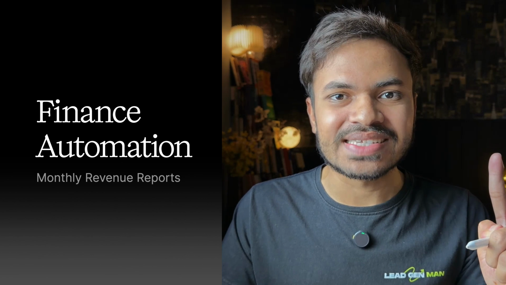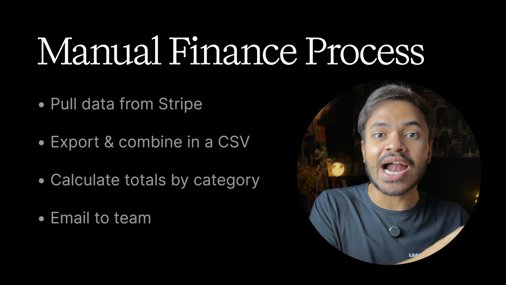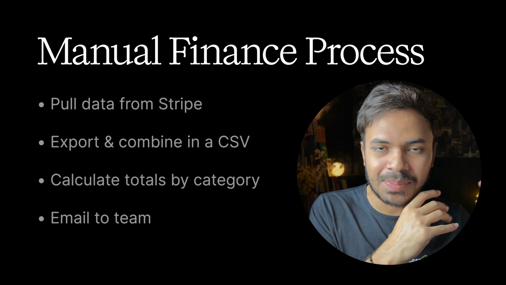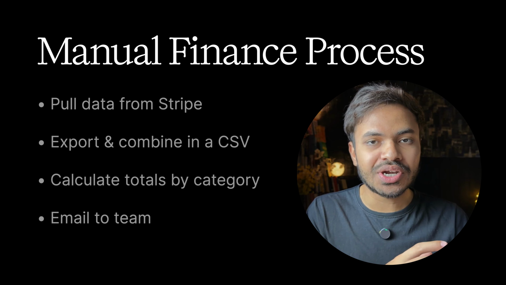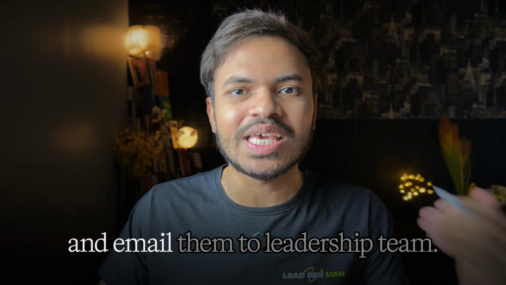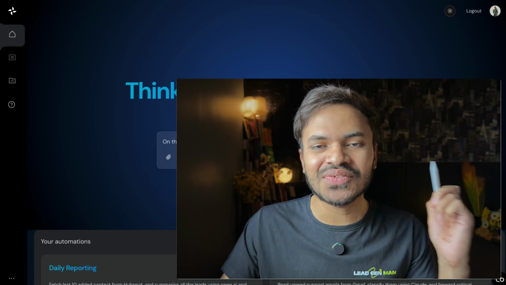Starting with the finance team example of a monthly revenue report. The manual version here is that at the start of every single week, the finance team will manually pull data from, let's say, PayPal or Stripe, export it, combine it in a spreadsheet, calculate totals by category, and email them to the leadership team. We can easily automate this entire process with Turbotic.